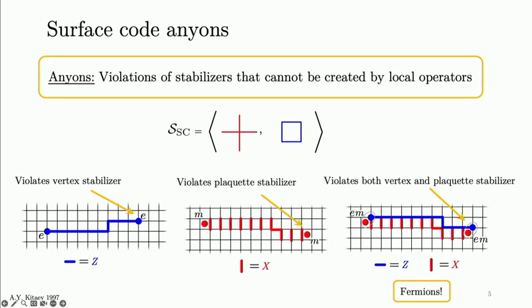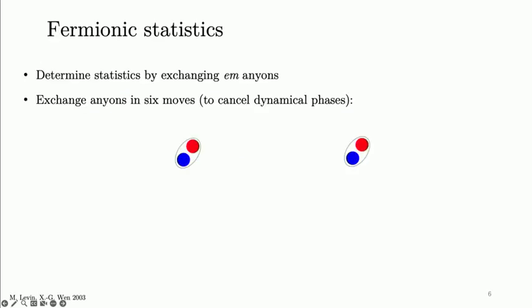Remarkably, the EM anyon is a fermion. It has fermionic exchange statistics. This is rather striking because the underlying algebra of the Pauli X and Pauli Z operators satisfy bosonic commutation relations. Nonetheless, here we have an anyon with fermionic statistics. For that reason, we call this an emergent fermion. So what do I mean exactly by saying that this has fermionic exchange statistics? Well, it's exactly as you'd expect. A wave function with a pair of EM anyons is antisymmetric under their exchange.